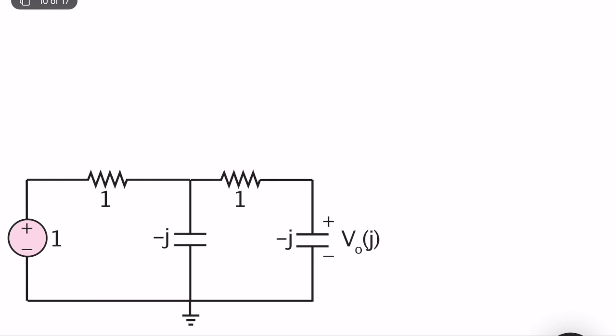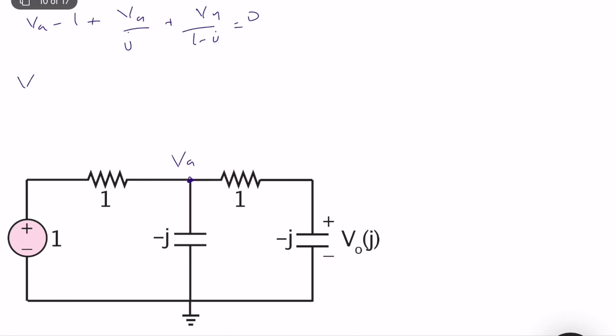So the goal is computing V naught in the phasor domain. First, let's compute VA. Again, since we are in the phasor domain now, everything will be in phasor notation. So (VA minus 1) divided by 1, plus VA divided by j, plus VA divided by (1 minus j), is equal to 0. That's it. We are doing classical node voltage analysis.